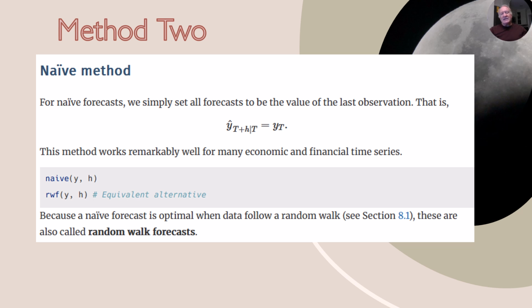For the naive forecast, we simply set all the forecasts equal to the last observation. So whatever our last observation was, it will be our predicted value for however long we predict.